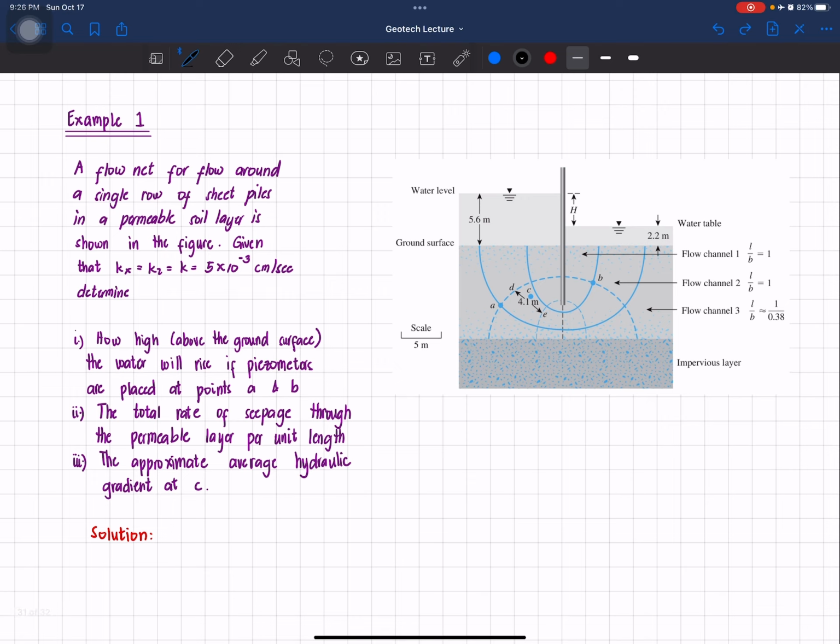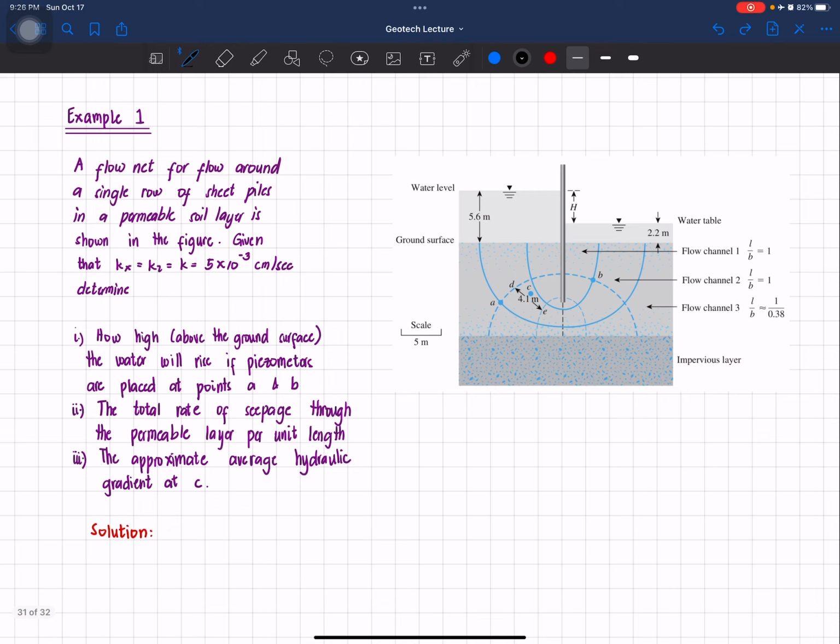A flow net for flow around a single row of sheet piles in a permeable layer is shown in the figure. Given that Kx is equal to Kz is equal to K, which is equal as well to 5 times 10 to negative 3 centimeters per second. Determine how high above the ground surface the water will rise if piezometers are placed at points A and B, and then the total rate of seepage through the permeable layer per unit length, and the approximate average hydraulic gradient at C. Okay, so first of all, we need to determine how many equipotential drops we have.